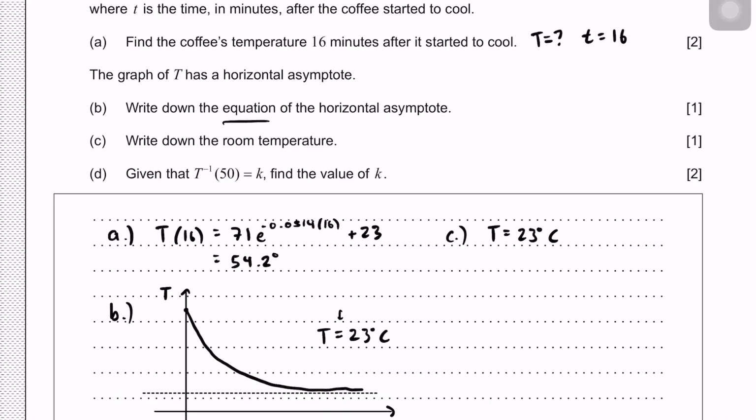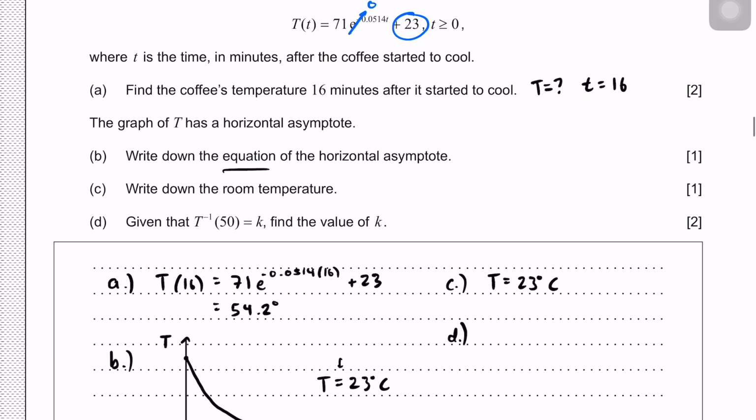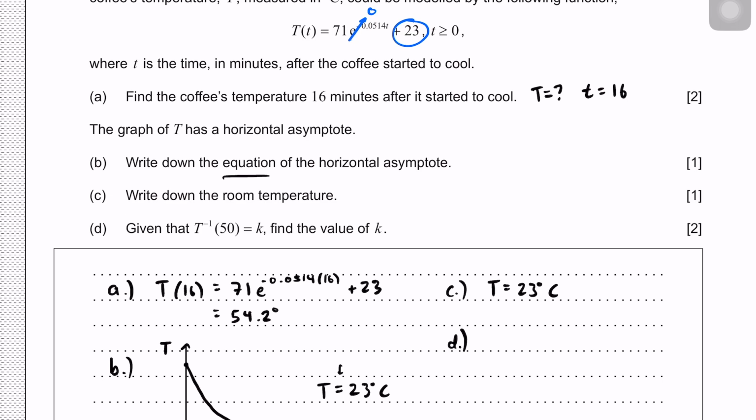So thing to remember, inverse switches inputs and outputs. Normally, we have an input into our normal function, so we replace t, for example, with 16, and then we find the output. Inverse reverses that. What's within here is actually our output. So output is equal to 50. What was our input? So in this case, let's write out our problem for D. And here's our function right up here.